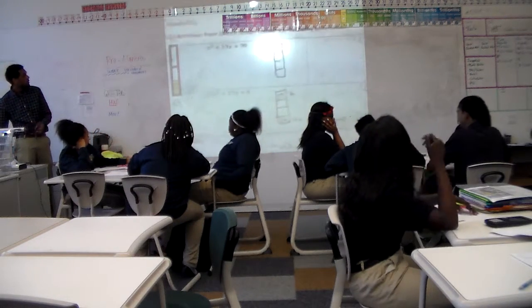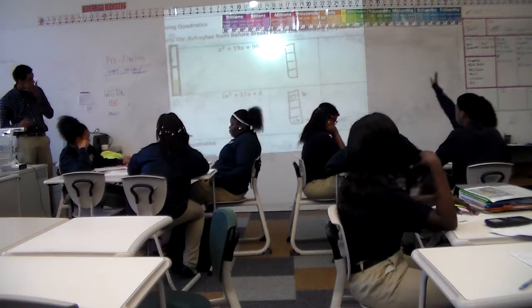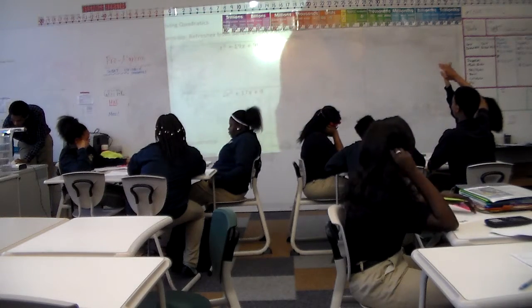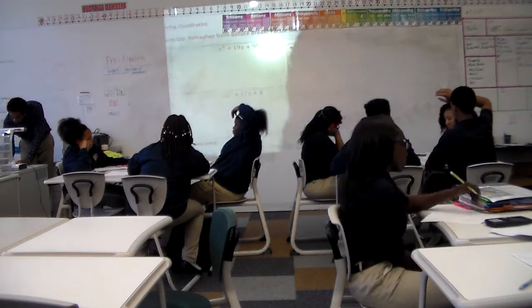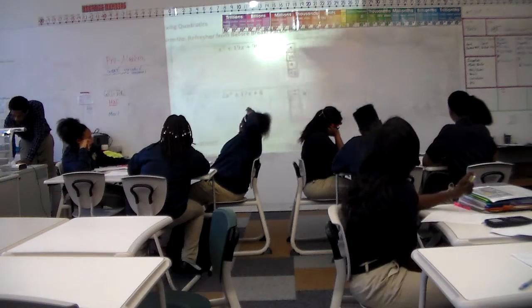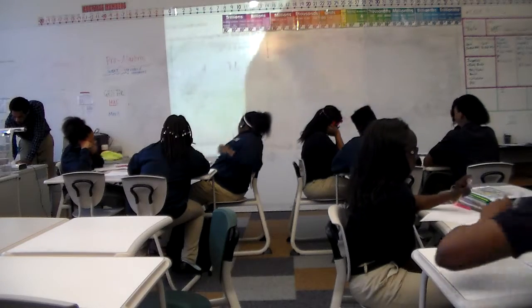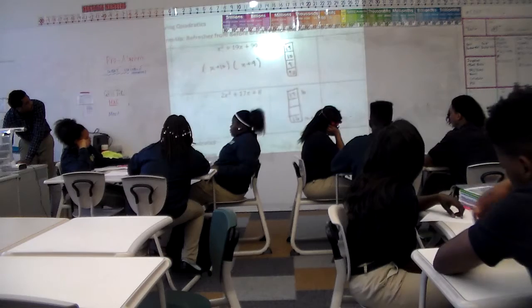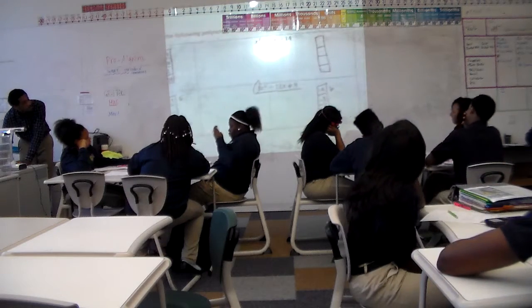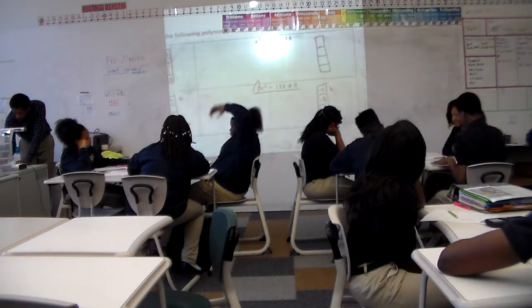Someone share for the first one what you should get on top and bottom? Hannah? 10 and 9. 10 and 9, and how do I write this out? x plus 10 and x plus 9. Perfect.